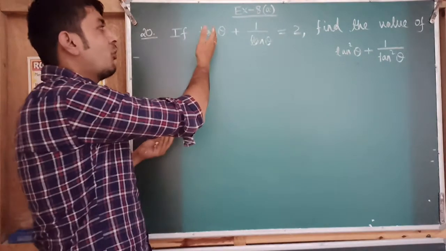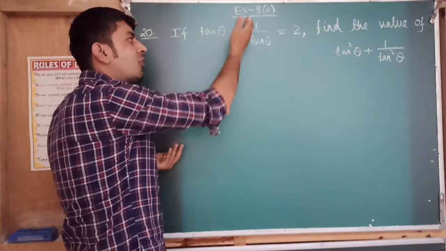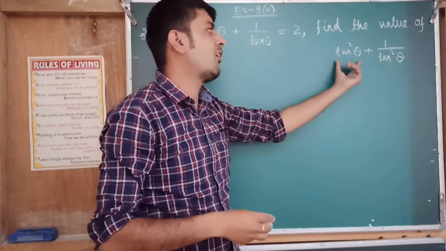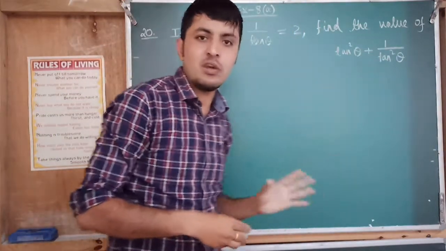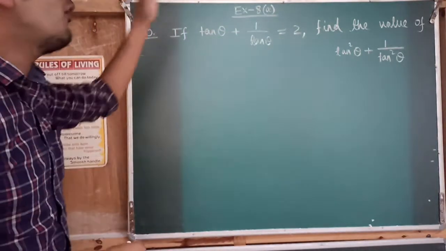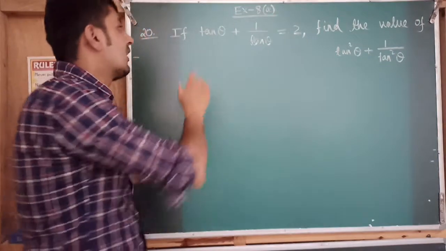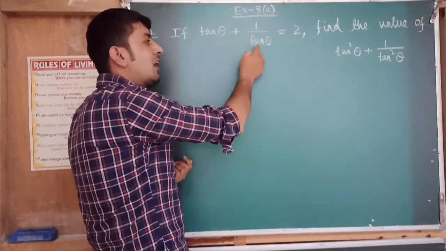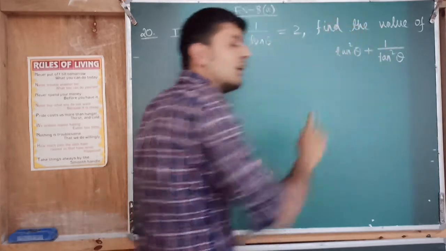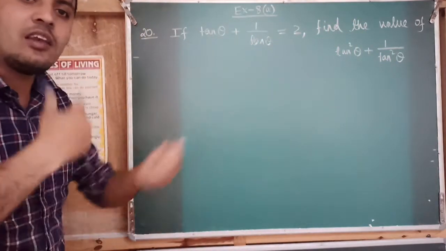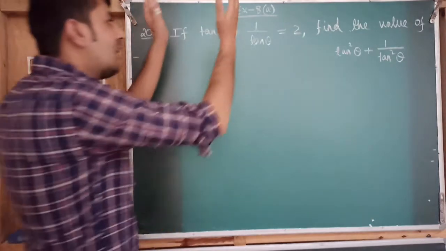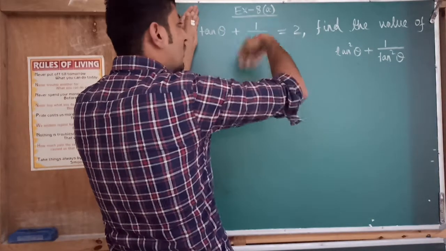But the problem is what? They have given tan theta plus 1 by tan theta is equal to 2, and they have asked you to find out tan square theta plus 1 by tan square theta. We don't know what is P, what is H, what is V. Now how to solve this type of problem? See, this is tan theta plus 1 by tan theta, but I need tan square theta plus 1 by tan square theta, I need a square. So in order to get a square, what will you be doing? You take this expression and make the whole thing square.